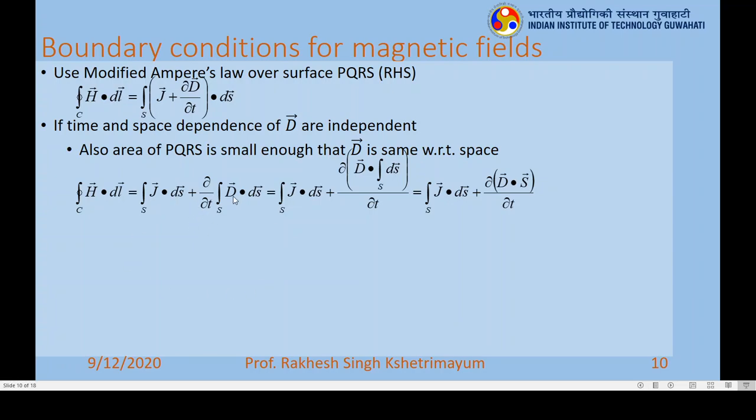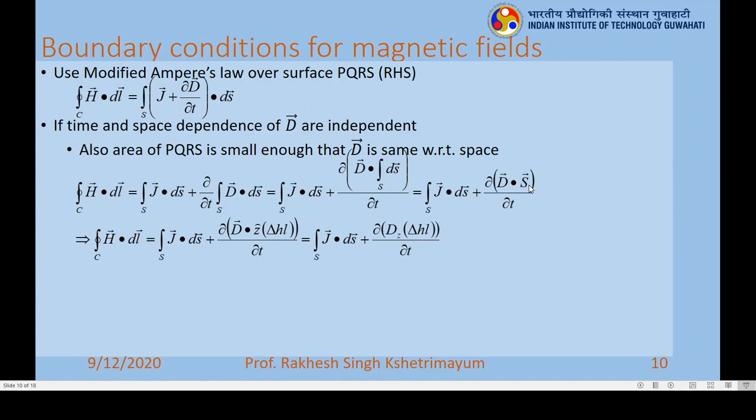So one more assumption here is that if I assume that PQRS area is very small, then we can assume that the variation is negligible in that PQRS. In that case, D is almost like a constant vector. I can take it outside and do the integration over the surface area S. So when I do the surface integral over the surface, I simply get the surface S. So this becomes del by del t of D dot S.